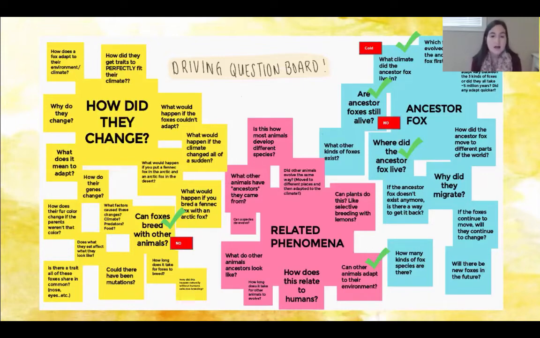Then I took those out of the Google form and color coded them, and found these bigger categories come out. They had questions about the ancestor fox, questions about related phenomena, and then questions about how did they change, because that was the part we didn't understand. We kind of knew why, because they were in different climates or different environments, but didn't know how. And that's good because that's what our unit was about. So I created this driving question board and then added some check boxes and some short answers as we started to answer them, just so that they could see, again, we're using your questions, we're answering your questions, and that they're important.